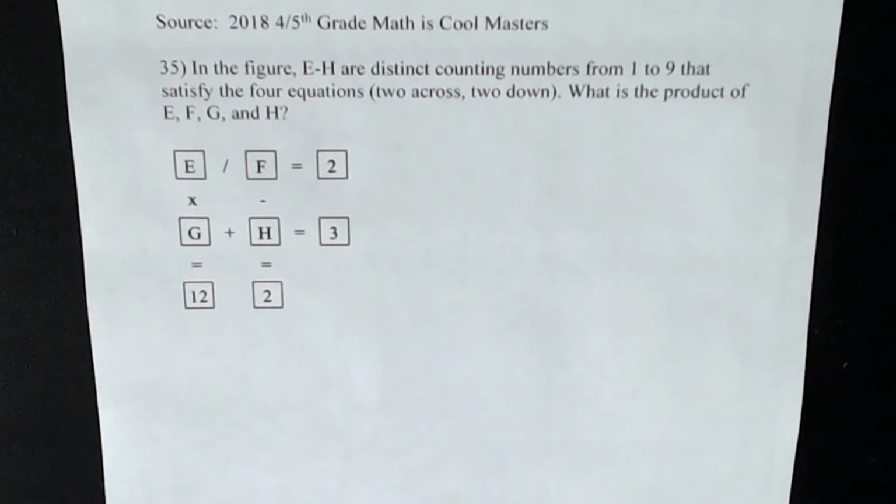To solve this question, we solve for each letter individually using casework. First, we solve for e. E times g equals 12, which means that e is a factor of 12. The factors of 12 are 1, 2, 3, 4, 6, and 12. Now we test the factors. 12 has 2 digits, so it is not possible.